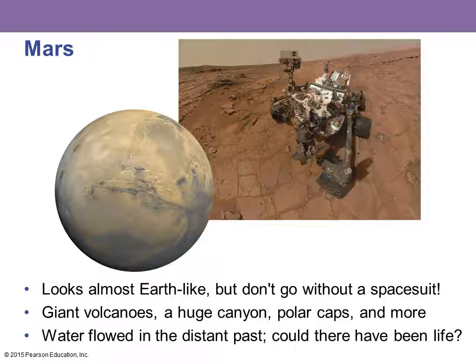Mars is about half the size of Earth. It looks Earth-like, but the concentration of oxygen is much, much lower, so you'd have to bring your own supply. There are volcanoes, there's a huge canyon, there are polar ice caps, and lots of Earth-like features, very similar to what we might see here. There are canyons where water flowed in the distant past, so the question is, could there have been life on Mars at one time?